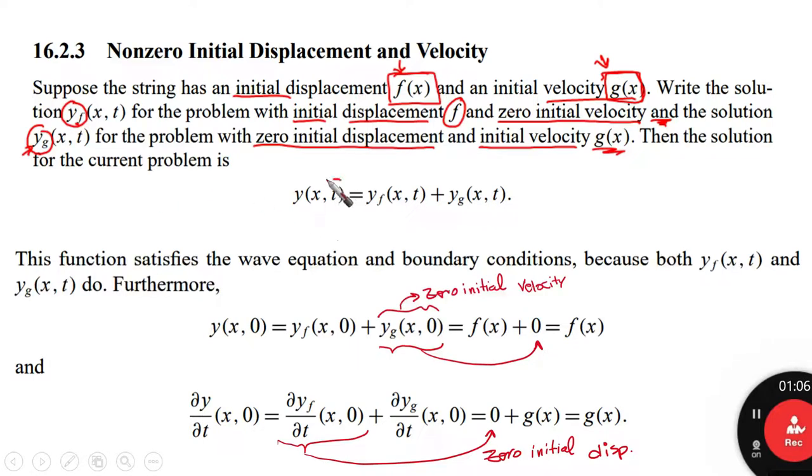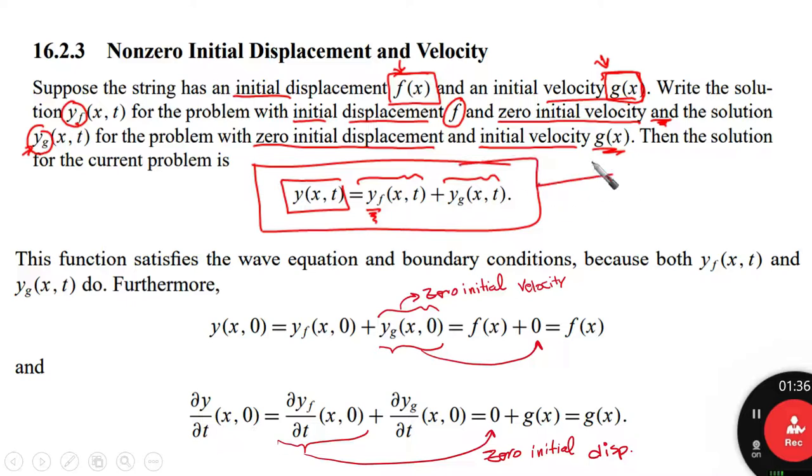is going to be, this is the general solution, the superposition of the two solutions: one is y_f, meaning the problem with initial displacement f and zero initial velocity, and the other is y_g of x and t, which is the problem with zero displacement and initial velocity g of x. That's it. This is how we can deal with the issue where we have non-zero initial displacement and velocity.